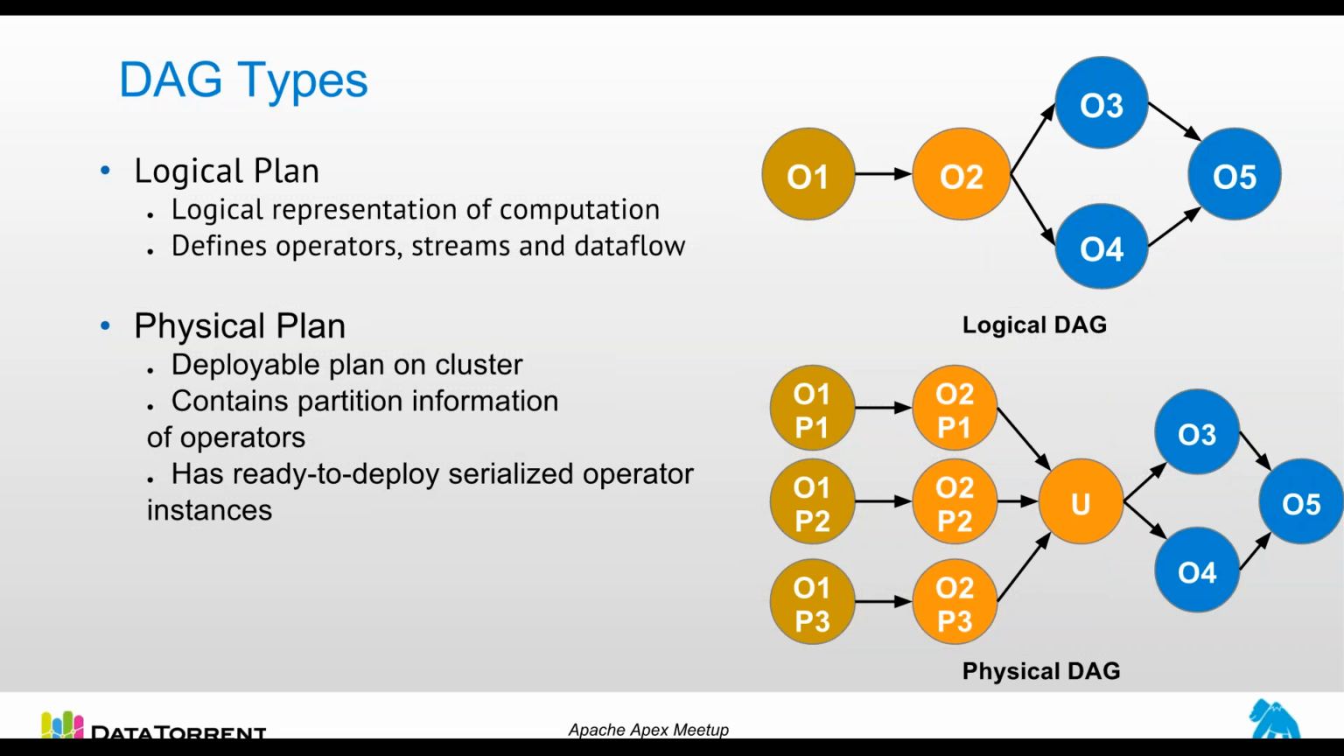O2 has got partitioned 3 times, but there's a peculiarity here: O1 and O2 operators are in something called parallel partitions. Because the O2 operator is partitioned 3 times and O3 and O4 are not partitioned, there is a component added by the Apex platform called a unifier, which unifies the tuples received from all 3 partitions of O2, combines them together and sends it to O3 as a single stream.